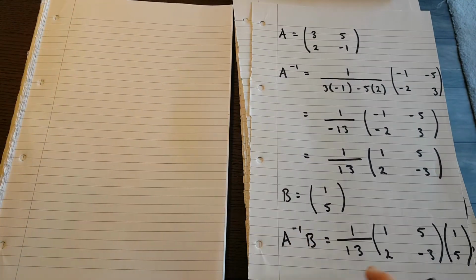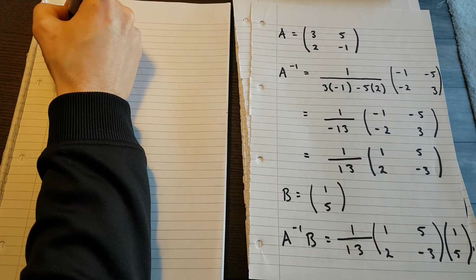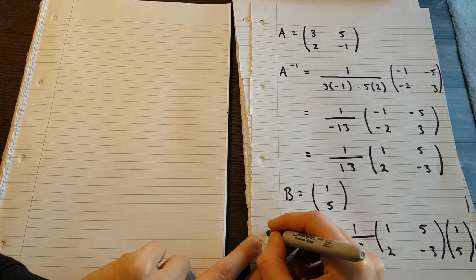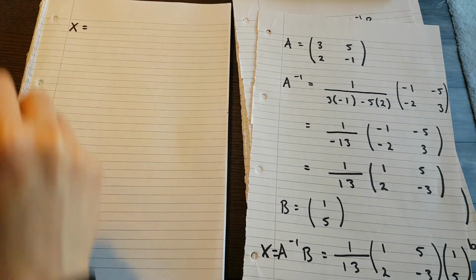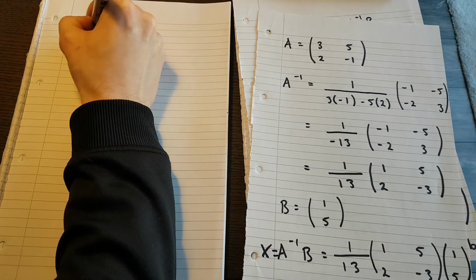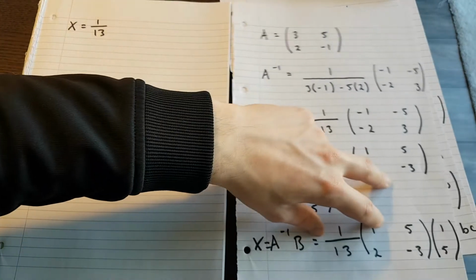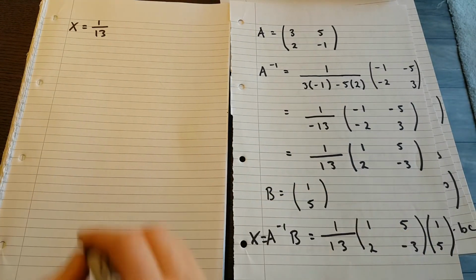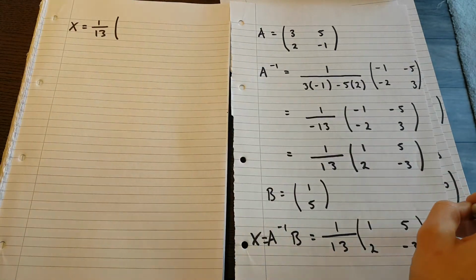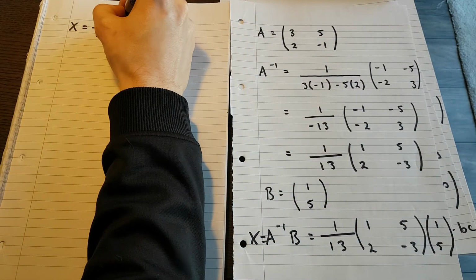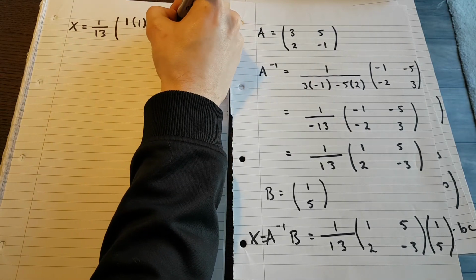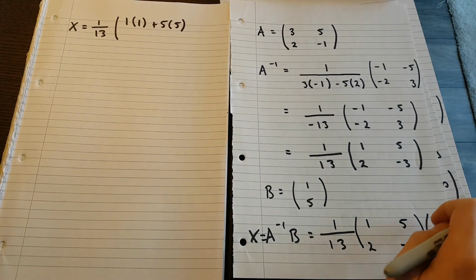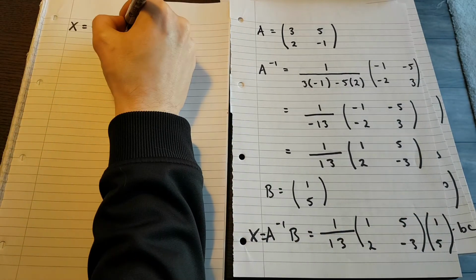What do we have? We have 1/13 sitting on the outside. This is x, by the way. This is the thing I'm actually trying to find. That means x is equal to what? I have 1/13. And now matrix multiplication here goes row by column. So I have 1 times 1 plus 5 by 5. And I have 2 times 1 minus 5 times 3.